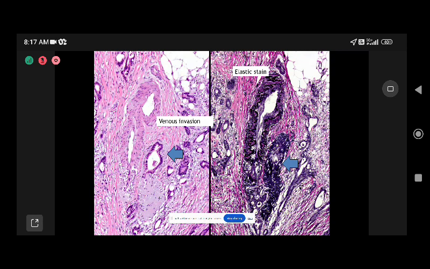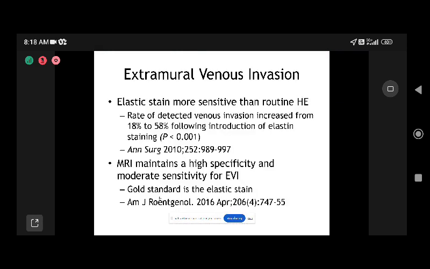If MRI shows EMVI, then you can call up your pathologist and ask them to do elastic stains or correlate with the MRI findings and see if EMVI was present. Elastic stains help in picking up more. The rate of detection of EMVI increases when we use elastic stain, and it is recognized that it can be completely missed on simple histopathology examination.